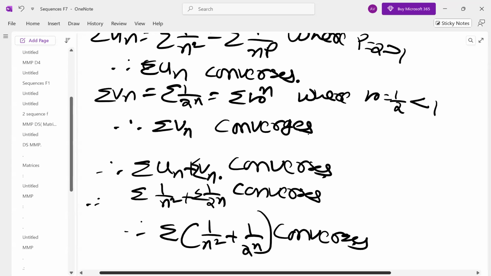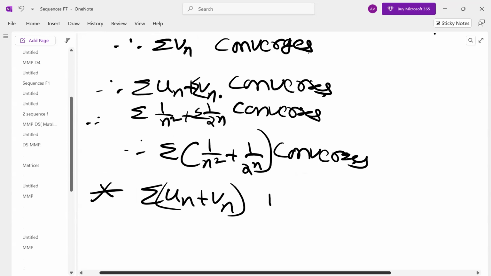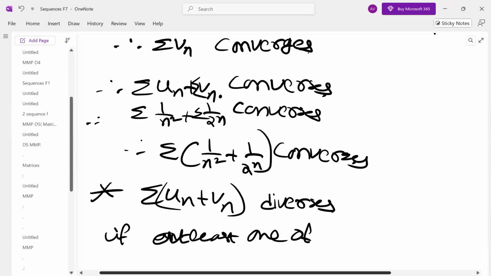If any one of them diverges, the series diverges. So that is again the next one. Summation un plus vn diverges if any, at least one. At least one means either any one or both. Any one, at least one of them.